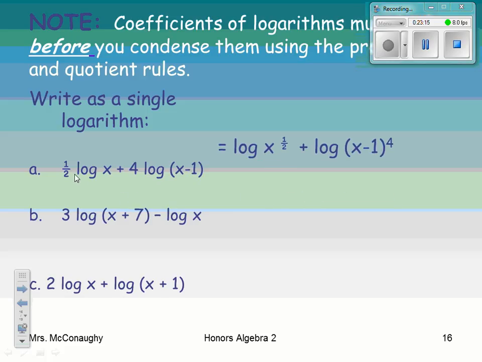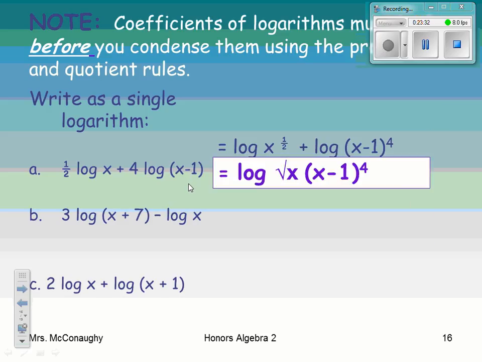Okay, so if we move that up, log of x to the 1/2 plus, let's put that 4 back up there, log of x minus 1 to the 4. Okay, now we want to condense it down a little bit more. I've got the log of the square root of x times, because remember we're condensing it, times x minus 1 to the 4th. Once we have plain old log here and plain old log here, then we can go ahead and condense it.